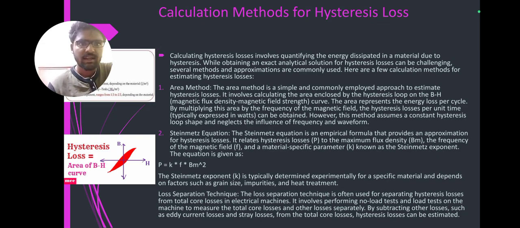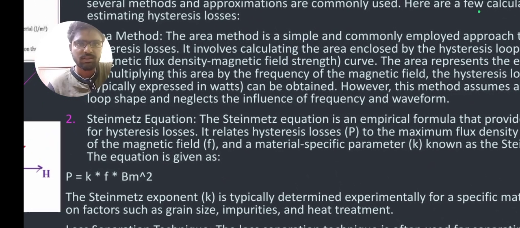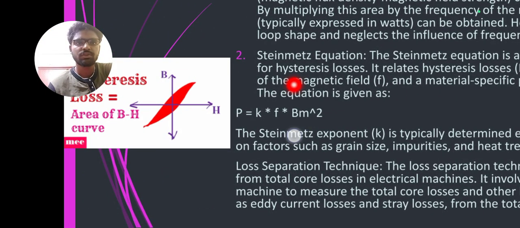Steinmetz equation. This Steinmetz equation is an empirical formula that provides an approximation for hysteresis loss. It relates hysteresis loss to maximum flux density, the frequency of the magnetic field, and a material-specific parameter known as Steinmetz's coefficient. Here you can see the formula which is used to calculate hysteresis losses.